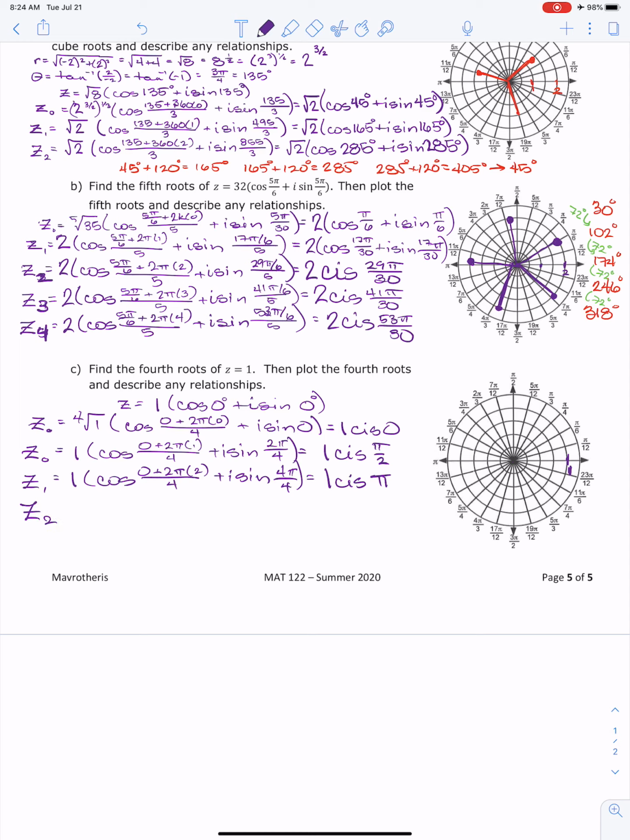And we can kind of see the pattern here. I mean, if I look at these, I've got here, here, here, and we know we're dividing this into 4 equal parts, so my last 4th root should be right here. I get cosine 0 plus 2 pi times 3 over 4 plus i sine 6 pi over 4, 1 cis 3 pi over 2. And here are my 4th roots, evenly dividing my circle into 4 equal parts. And that is it for the notes.